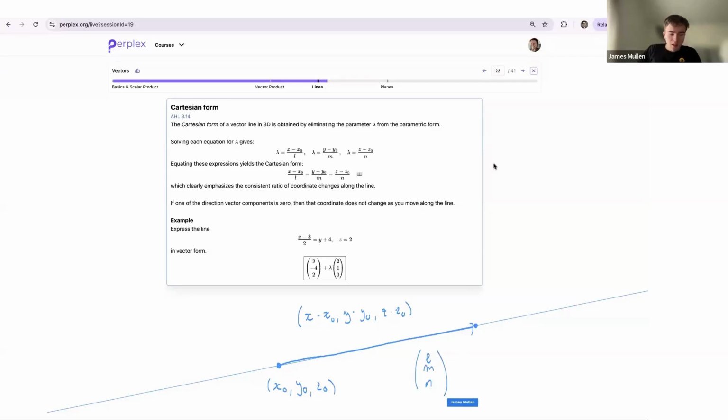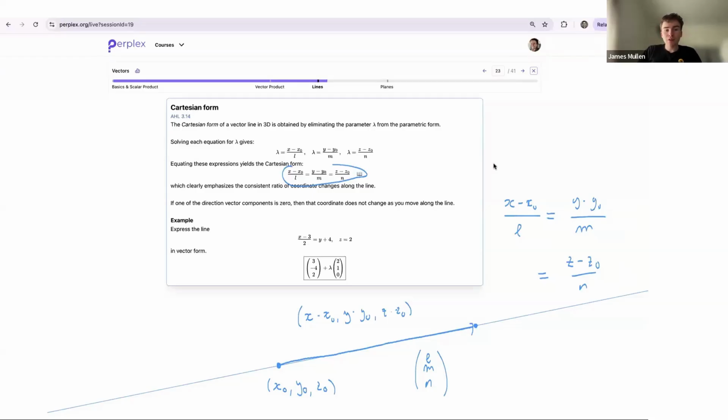Okay? Which means that if I were to take x minus x naught and divide it by L, how much I'm supposed to go over in the x direction, that should be equal to y minus y naught over m, the amount of change in y divided by how much the y is supposed to change in this direction, and that should also be equal to z minus z naught over n. Okay? So when I put these side by side, you get this formula that's in your formula booklet, and it basically emphasizes the consistent ratio of coordinate changes along the line.